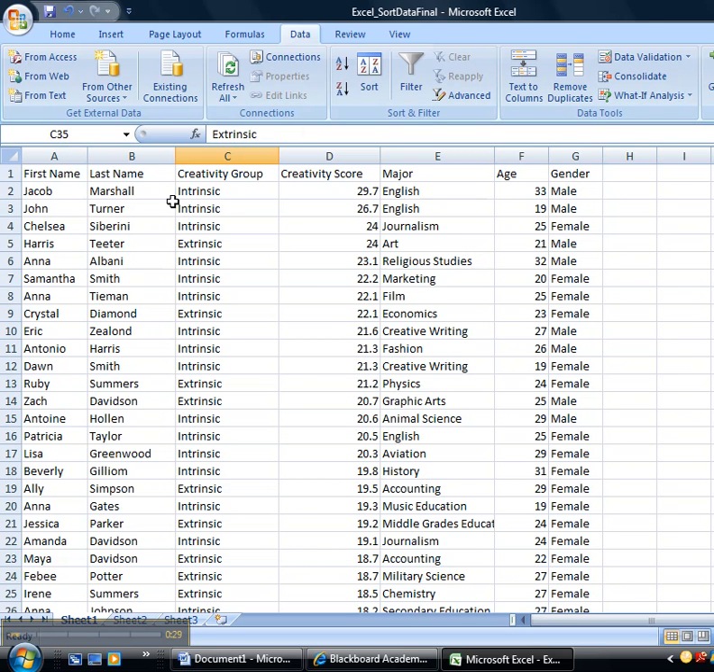Notice that Jacob has the highest score out of both the extrinsic and intrinsic group. But now I don't just want to see the highest score out of both groups. I want to see the highest score out of first the intrinsic group and then out of the extrinsic group. So now I want to sort by creativity group.